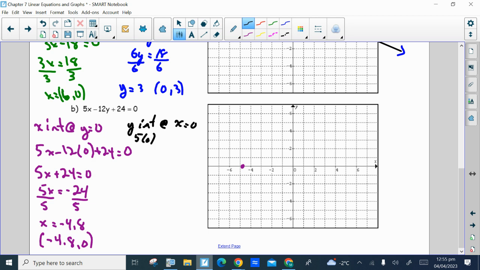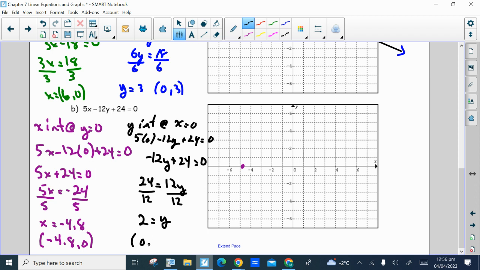Our y-intercept is where x equals 0. So it'll be 5 times 0 minus 12y plus 24 equals 0. 5 times 0 is 0. Again, that term disappears. 0 take away 12y is minus 12y. We'll add the 12y to both sides, which makes it positive over on the right side. And then when we divide both sides by 12, y will equal positive 2. Remember, that was where x was 0, we found that y is 2, so that is the point 0 comma 2.